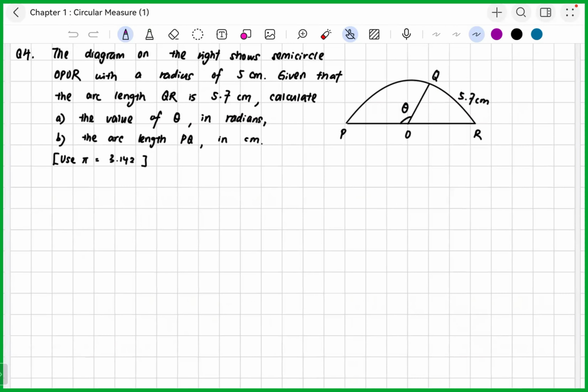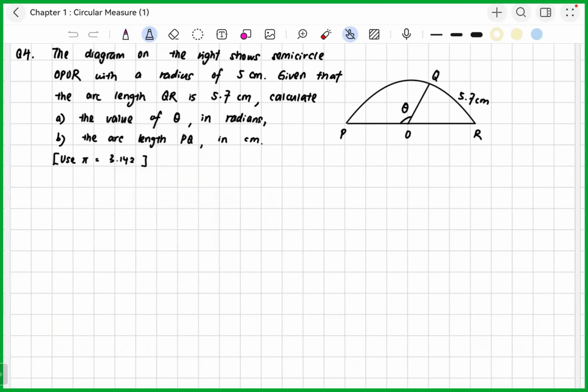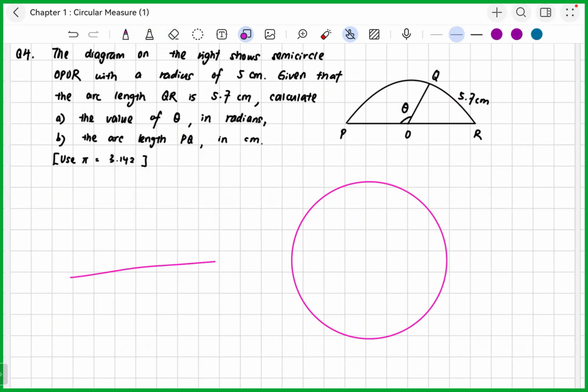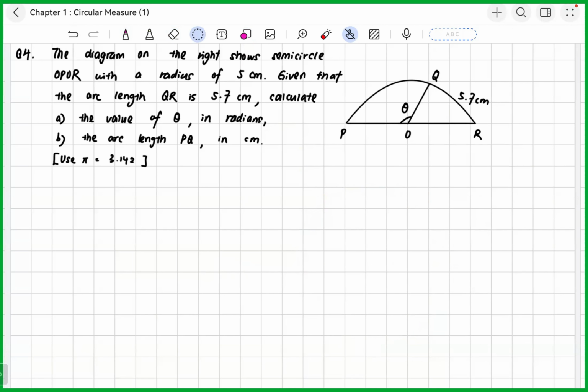Now next question, the diagram on the right shows a semicircle. What is a semicircle? A semicircle is actually half of a circle. Like this, this is the complete circle. Semicircle means half, so you divide the circle into half. This half of the circle is known as a semicircle, because the meaning of semi is one half, which means half of the circle.